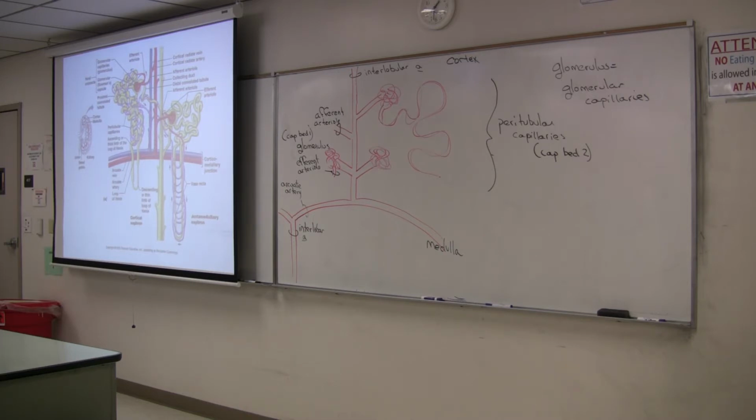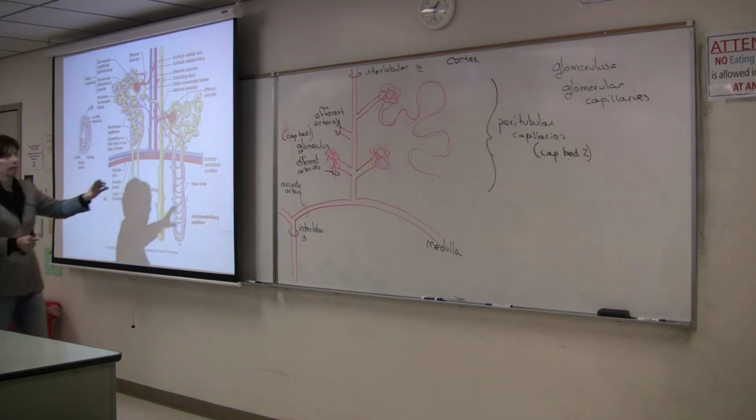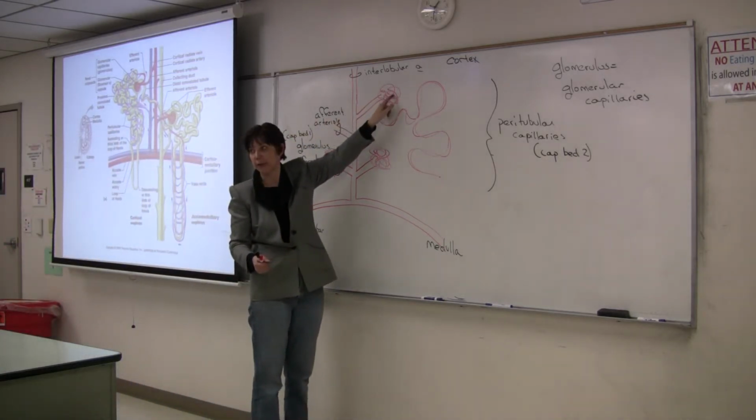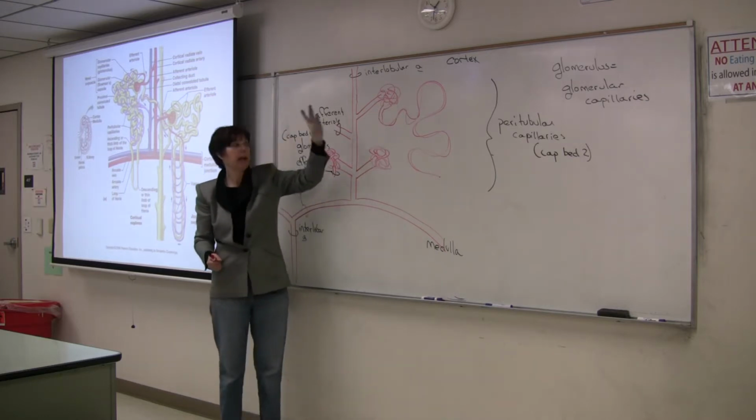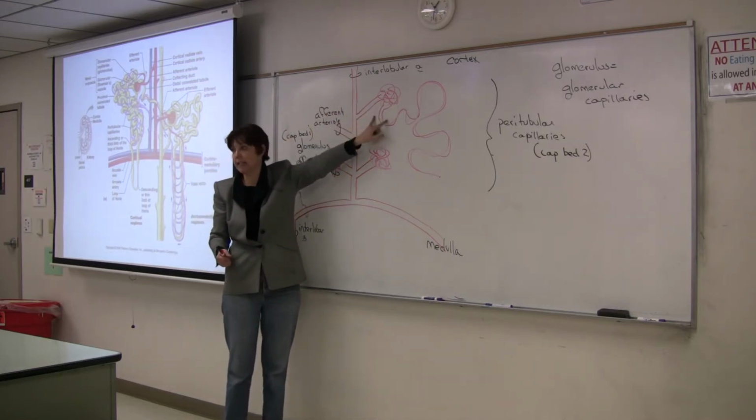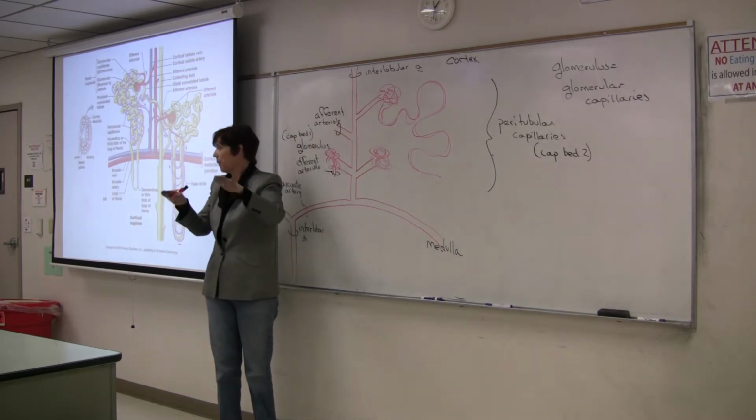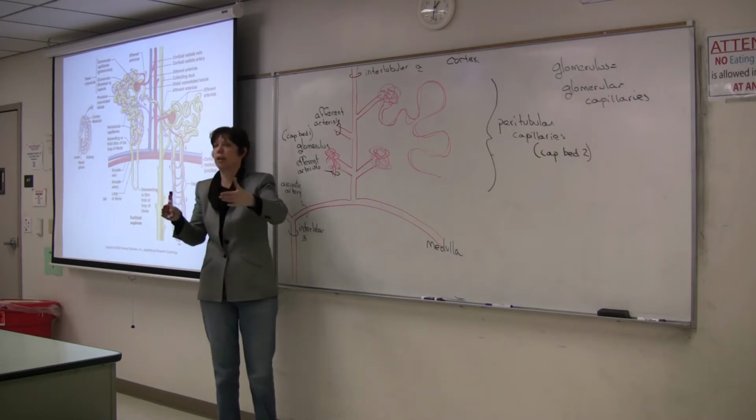Blood pressure is important in filtration. Specifically right here, in the first capillary bed, by having an arteriole on either side, we can control the filtration pressure within that first capillary bed. All right, we'll talk about this further on Tuesday.